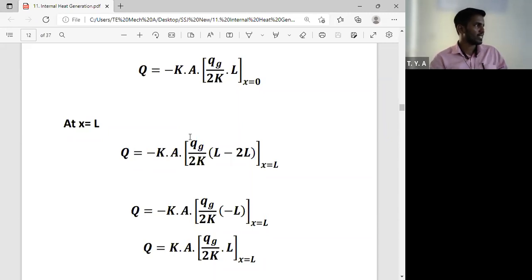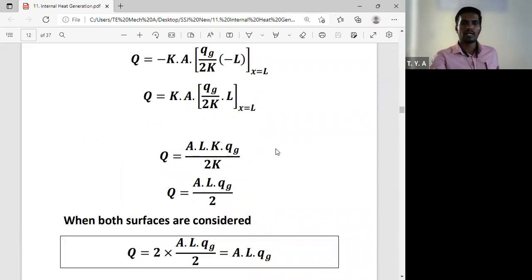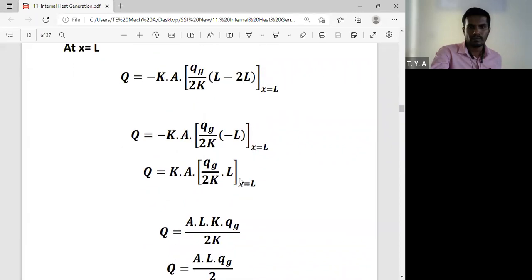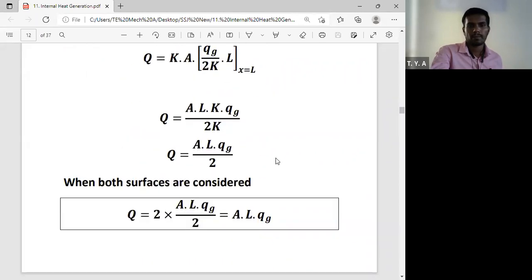Okay, left face ला किती ट्रान्सफर झाली, राइट फेस ला किती ट्रान्सफर झाली, त्या दोन्हीचे ऍडिशन म्हणजे काय होणार आहे, टोटल हीट ट्रान्सफर. ओके, सो फ्रॉम दॅट वी हॅव टू राइट डाउन टोटल हीट ट्रान्सफर. हेच इक्वेशन लिहिलेलं आहे फक्त. When both surfaces are considered काय होणार आहे, फक्त 2 न मल्टिप्लाय करा, 2 into L into qg by 2.